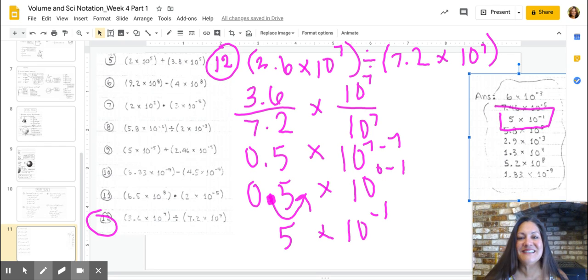We got it. So great job. I hope that you guys are doing well on this. I got a lot of feedback last week that you guys felt pretty confident with volume of a cylinder and scientific notation. So hopefully this first assignment was just like that, because the second one is a review for your benchmark number 7. It's a doozy. So we'll do that one next.